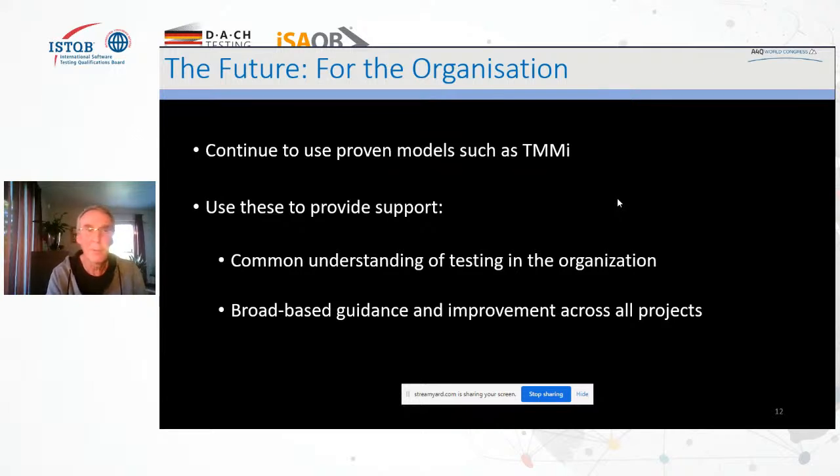And from my point of view, I can see the benefit still, even in an agile world, for larger models such as TMMI to be used to assess the whole organization and their testing processes. So we still have the tools, we just need to mention to people at the organizational level that that's what to do. Just a little anecdote, perhaps.